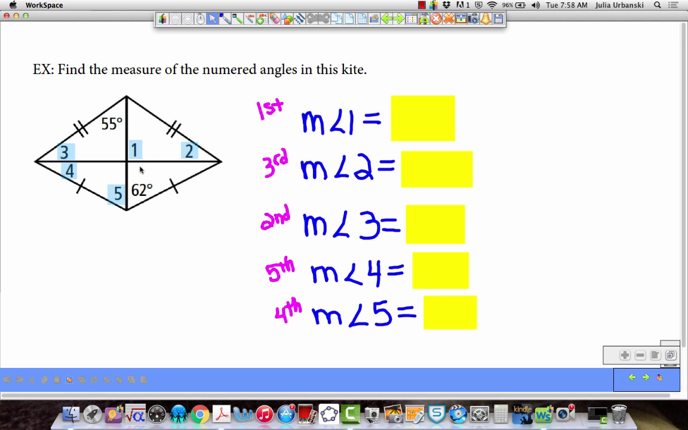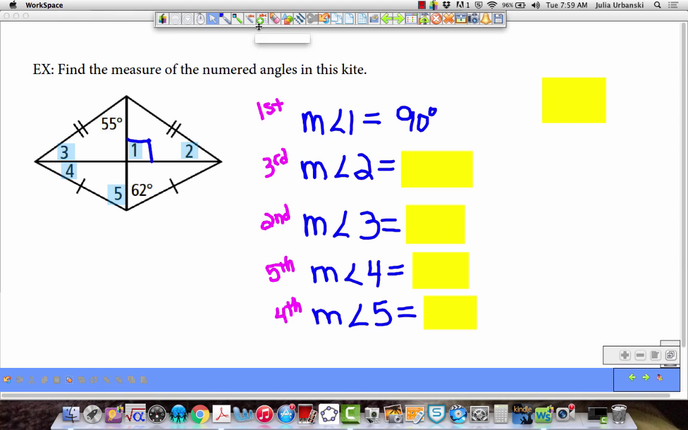Okay, angle 1. Let's find angle 1 first. This is a kite. Angle 1 is right where the diagonals meet. What kind of angle is right there? A right angle. Yep. Kites have diagonals that are perpendicular, so angle 1 is 90 degrees. Angle 2 is not easy to find, so let's find angle 3 next.